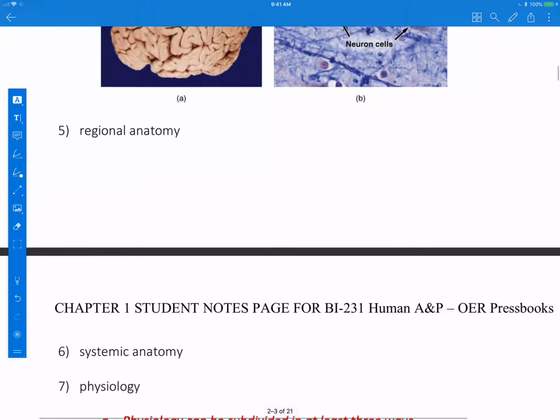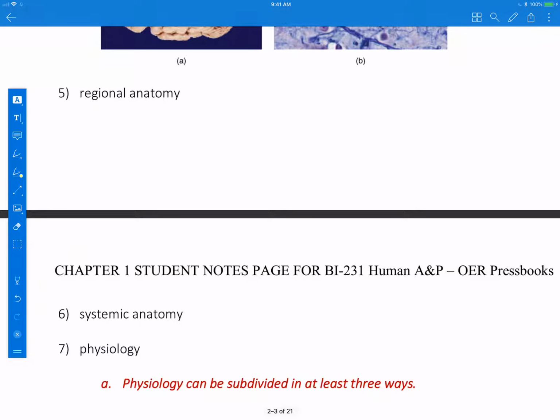Now, regional anatomy refers to a study of the structures that contribute to specific body regions. So, for example, we could study just the head and the neck. If we studied just the head, it would be anatomy of the head. That would be regional anatomy. And then we could move on to, say, the neck. And that would be regional anatomy.